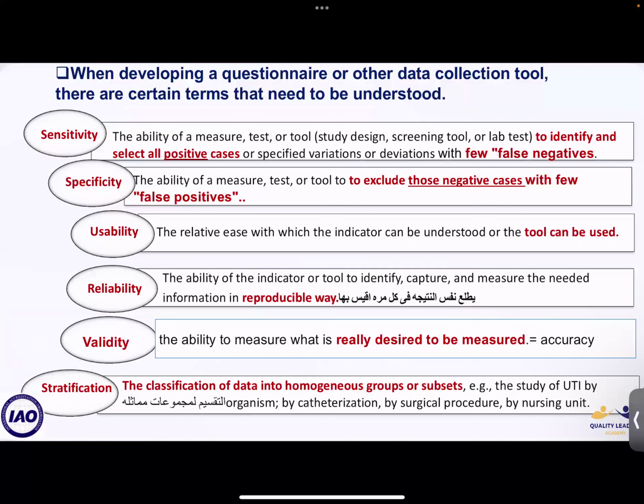These terms that we encounter, especially in the measurements or tools in any variable, must be sensitive, specific, reliable, and valid. So let's understand these terms together. What about sensitivity? It is the ability of a measurement or tool to identify and select all positive cases. In other words, how well the tool or test you're using detects positive cases. Those that are not detected are called false negatives.